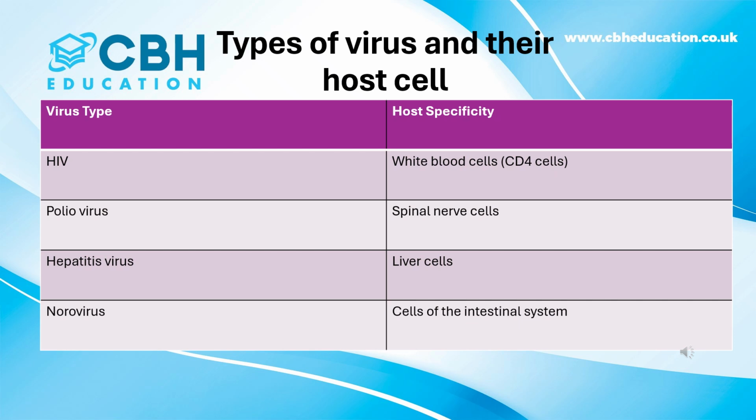So, types of virus and their host cell. For example, with HIV, host specificity can be white blood cells, poliovirus infects spinal nerve cells, hepatitis virus infects liver cells, and norovirus can infect the cells of the intestinal system.